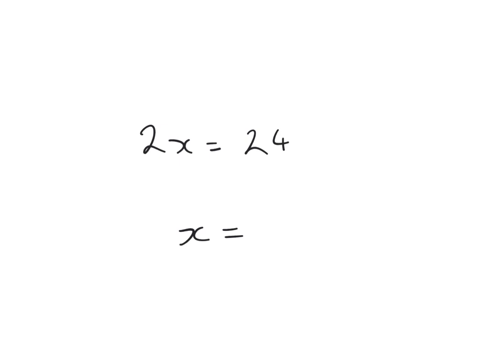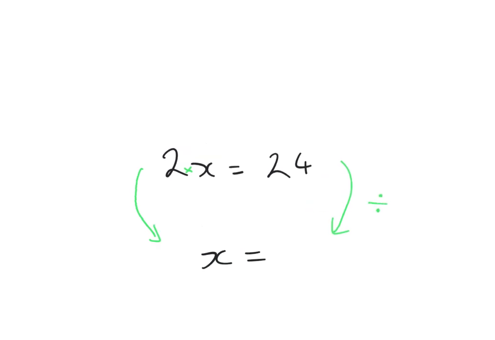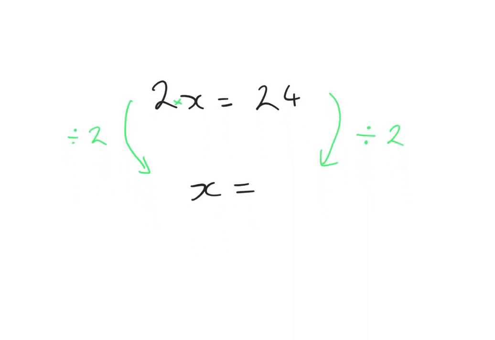This one's a little bit different, because these guys are timesing with each other. 2x means 2 times x. So to undo that times, to get rid of it, do the opposite of timesing, which is dividing. So on both sides we will be dividing by 2. So you should get 12. That's gone now. And then we just divide it by 2 and you get 12.